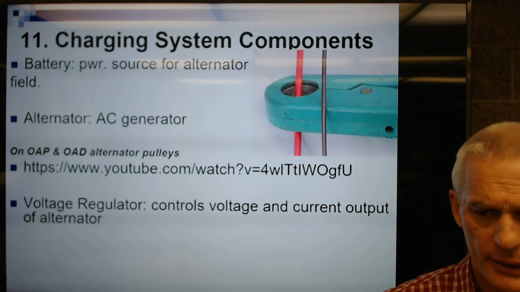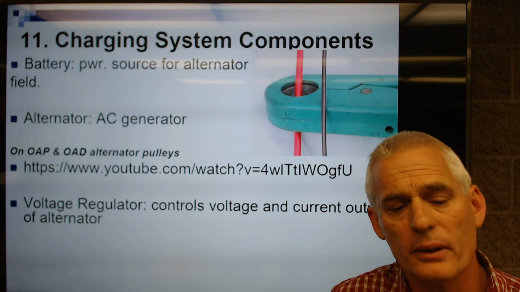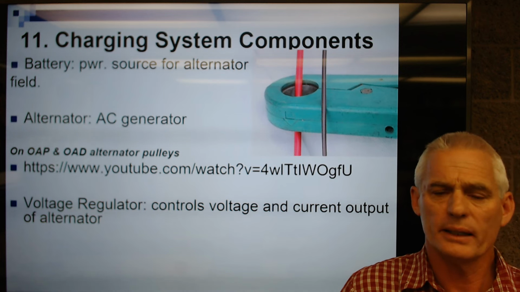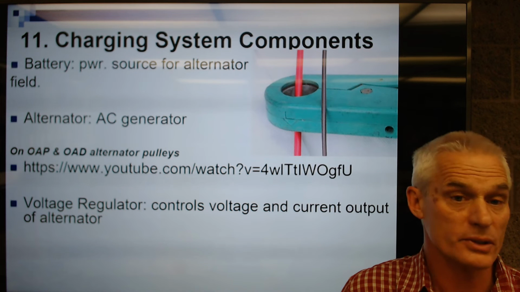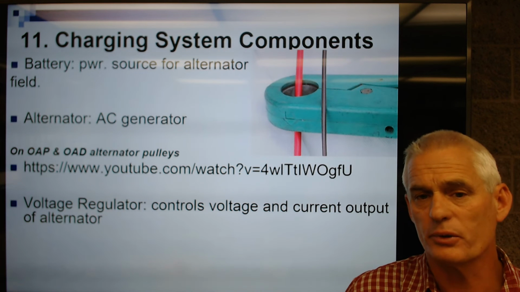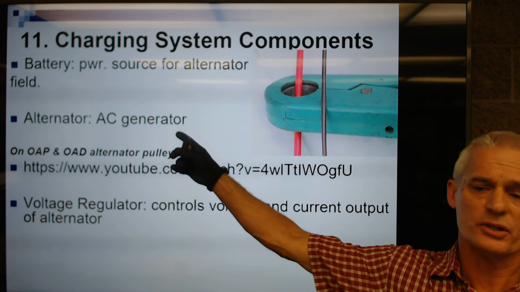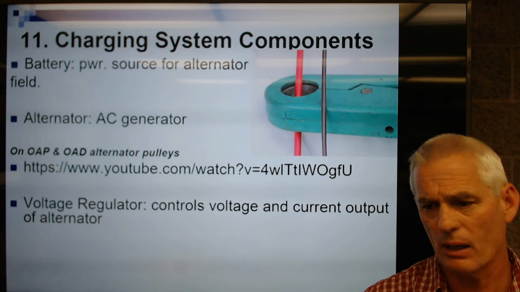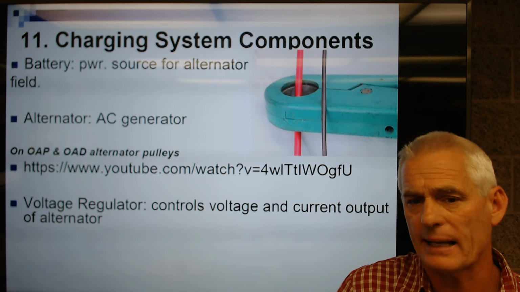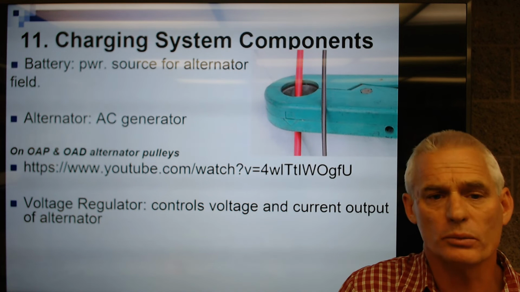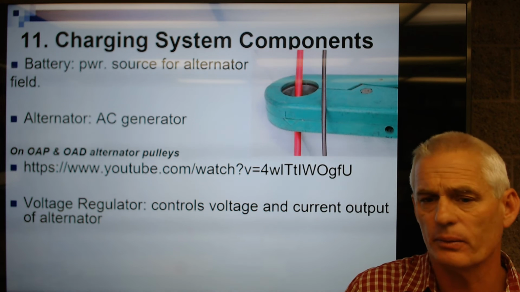We have a voltage regulator, and the voltage regulator is used in the system to control voltage and current output, like it says there. So it is the voltage regulator's job to decide how much voltage the alternator is going to make, how much current it's going to produce at any given time. An alternator is an on-demand charging device, meaning it makes power to meet demand. It is not just charging at max output all the time. It's only charging at what it's being asked to give, if you will.